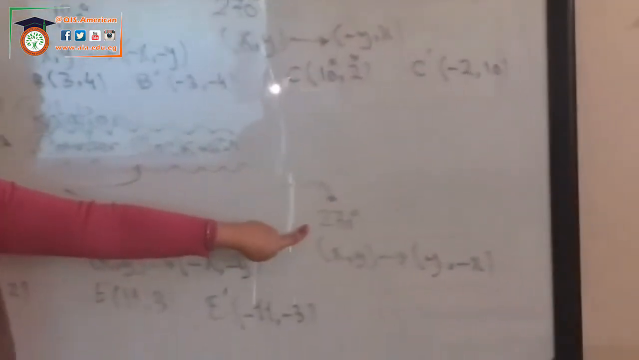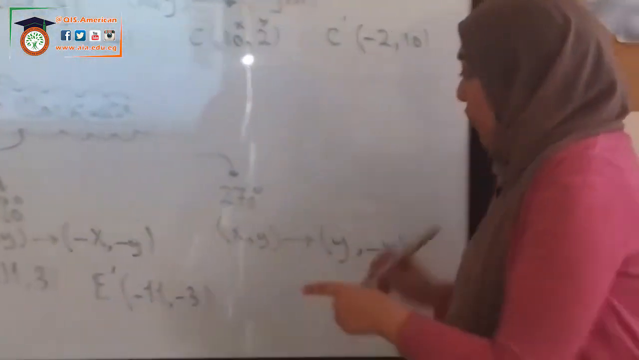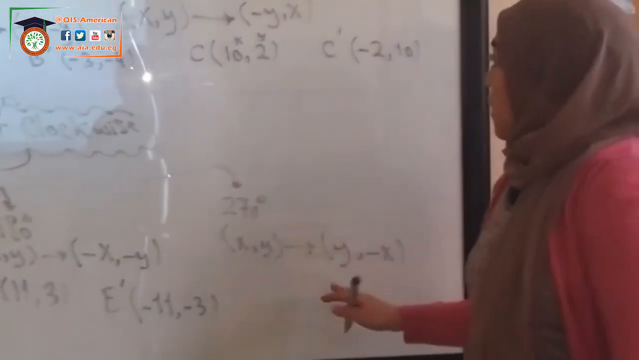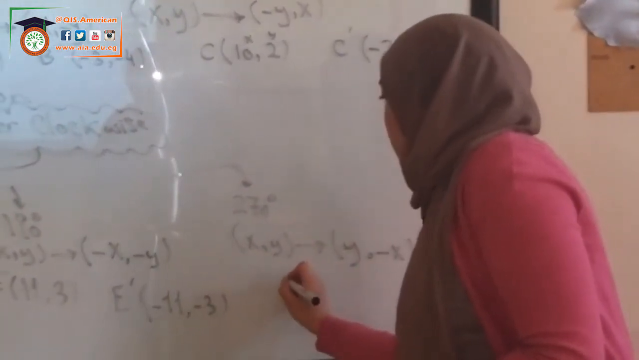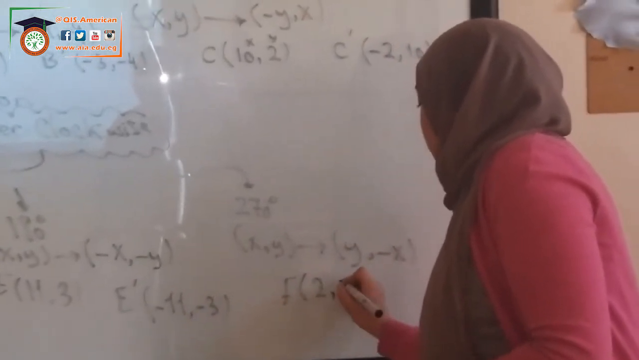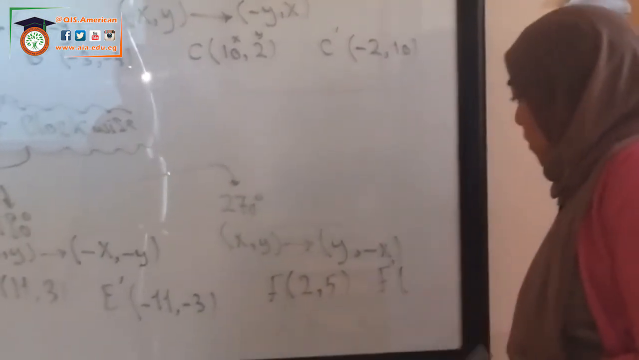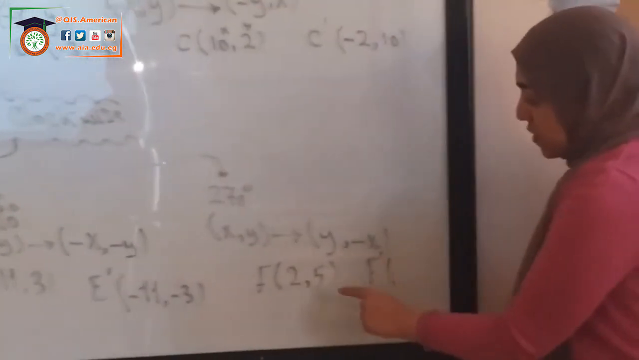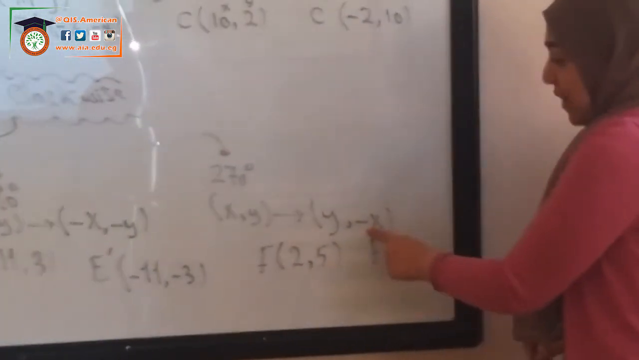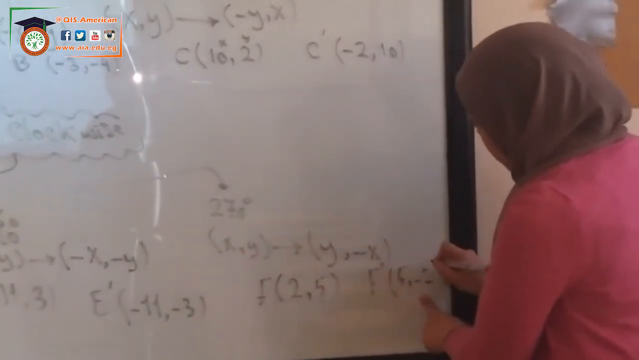And the third is 270 degrees counterclockwise. If I have x and y, change the places and change the sign of x. So if I have the point F, which is 2 and 5, F dash, open brackets, change the places. So 5 became the first, so 5, and change the sign of x. So positive 2 is going to be negative 2.